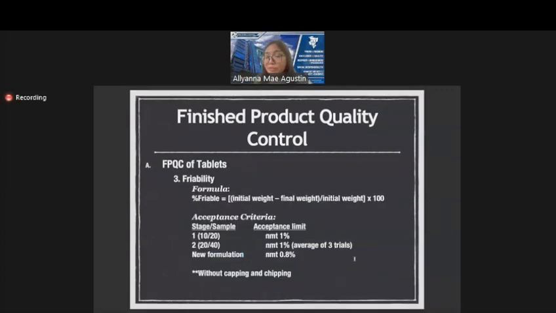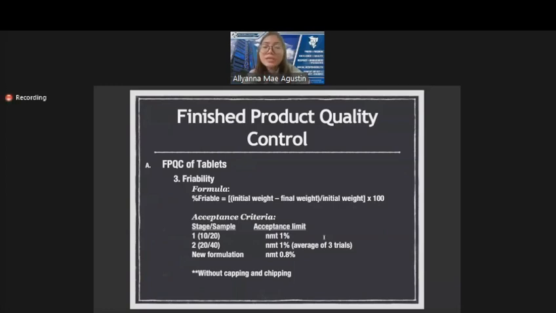First, you weigh the tablets. After that, you load them into the instrument. I don't have the picture, but it goes back and forth. It's a tumbling apparatus, like a fast Ferris wheel, 100 turns. After it rotates 100 times, you weigh the tablets again. That's the final weight. So the initial weight, before putting in the friabilator, minus the final weight, over the initial weight, times 100. The acceptance criteria is not more than 1%. The weight lost should be less than 1%.